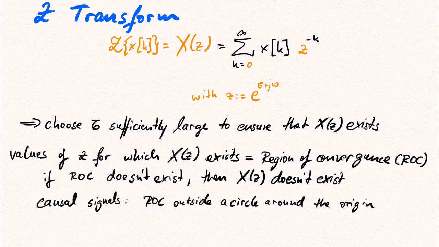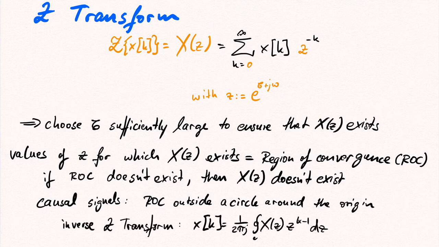For causal signals, the region of convergence lies outside a circle around the origin, and the radius of this circle depends on sigma. So if sigma has to be chosen relatively large, the region of convergence is lying outside a relatively large circle. The inverse Z transform gives an expression for x of k, but it's cumbersome to calculate because it involves solving the integral around a closed, counterclockwise contour within the region of convergence.